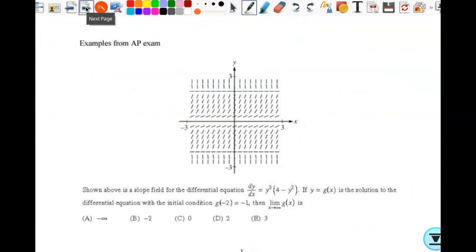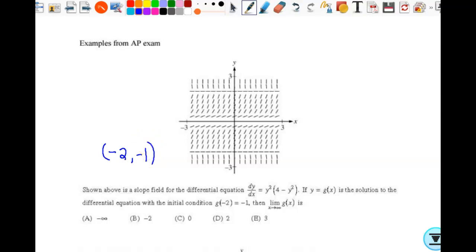All right. So somebody asked, what does this look like on the AP test? So let's look at these two questions. These are examples. You can tell it's kind of like I took a picture of the AP exam. So we are looking at a slope field. They tell us the differential equation. It says if y equals g is the solution with this initial condition. The initial condition is the point (-2, -1).